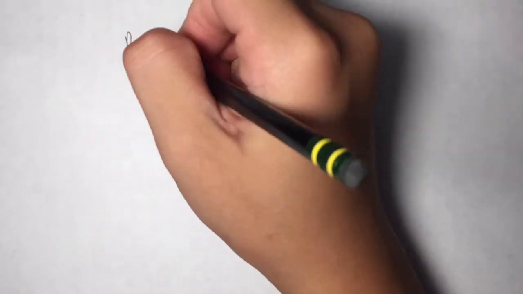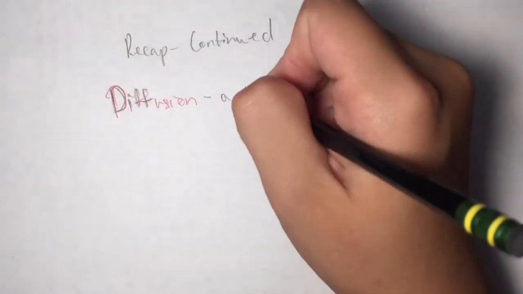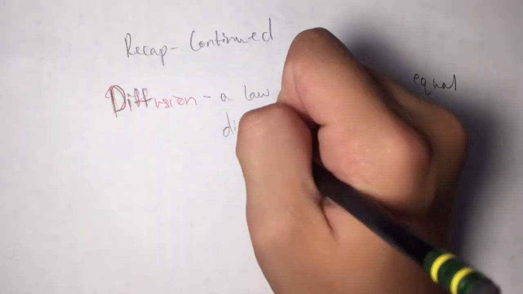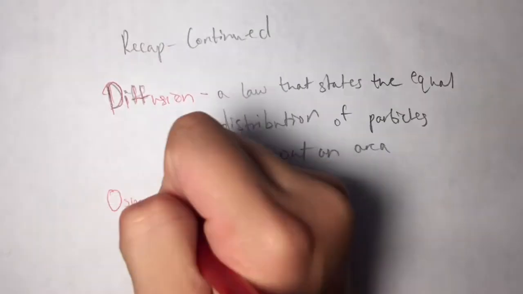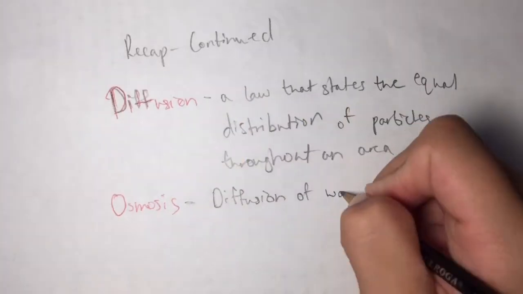Recap continued. Diffusion, and it must be red. Diffusion is a law that states the equal distribution of particles throughout an area. Osmosis is diffusion of water through a cell membrane.